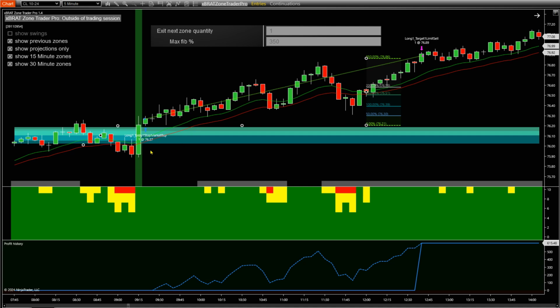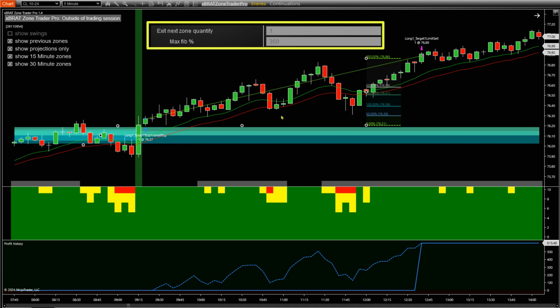here, we have a confluence of zones. So we've got 15 and 30 minutes together. We get the push through. All 6 time frames are green. We've got lots of fresh air here. So exit at next zone is 1. There's no zone. It hits the max fib at 350. You can see the 350 extension that I've done here, and that's when it takes the profit.